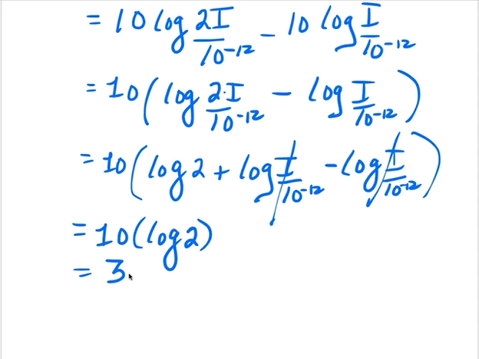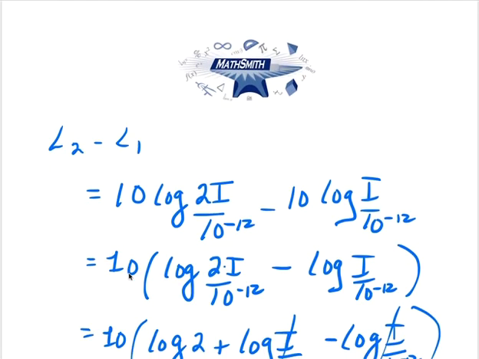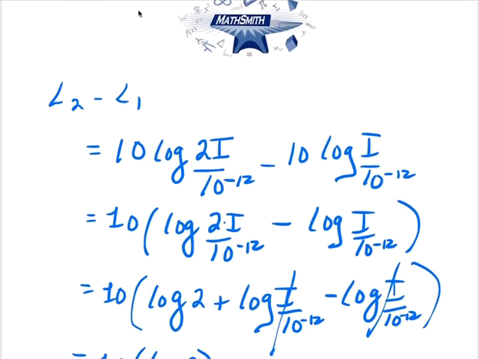This result tells you that the loudness increases by 3 decibels when both stereos are played, regardless of the intensity of each stereo individually. So it doesn't matter how loud it is. There's going to be an extra 3 decibels for two stereos versus just one stereo. All right, so now I think you are equipped to do the real life problem in the homework.